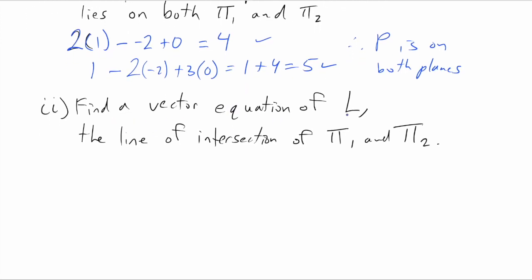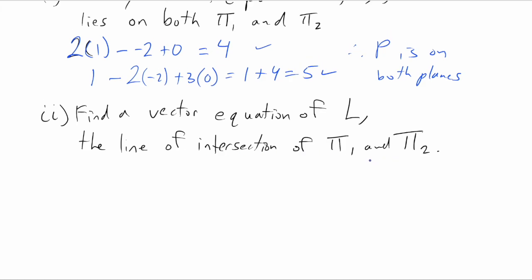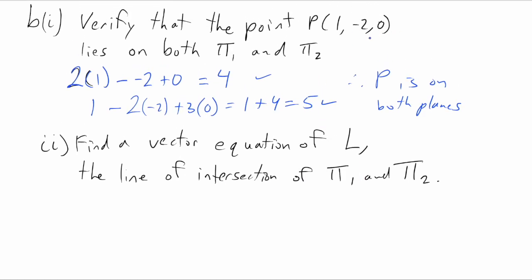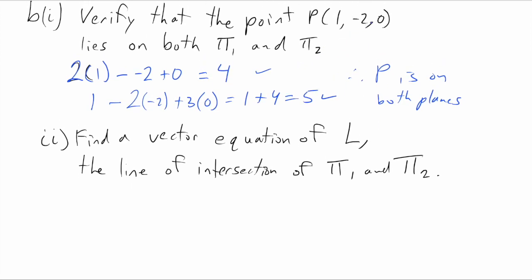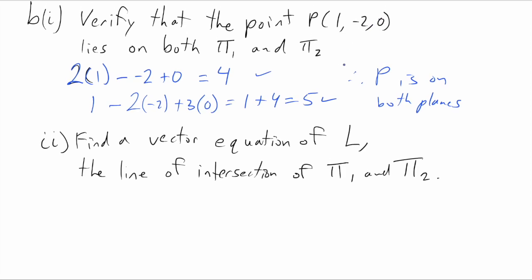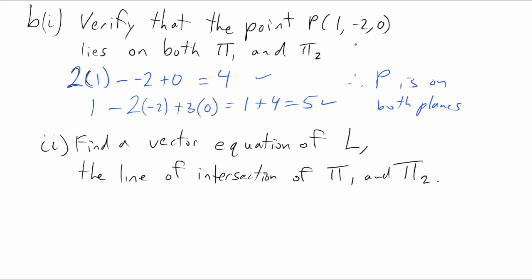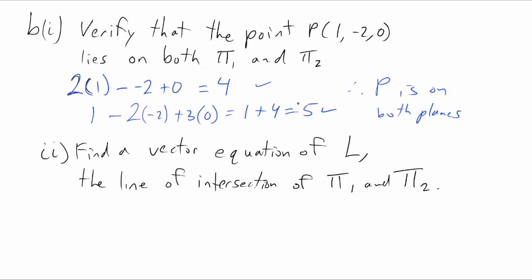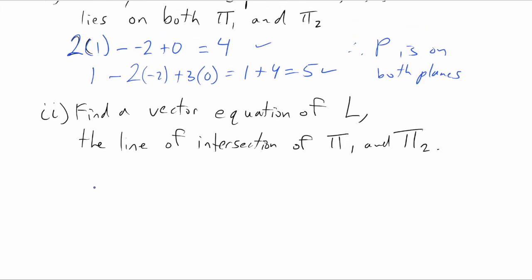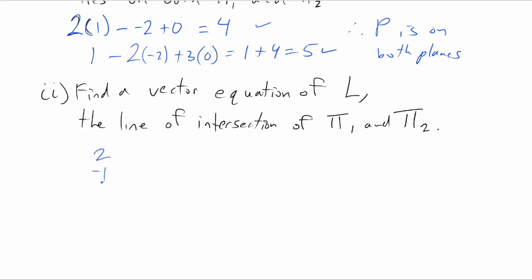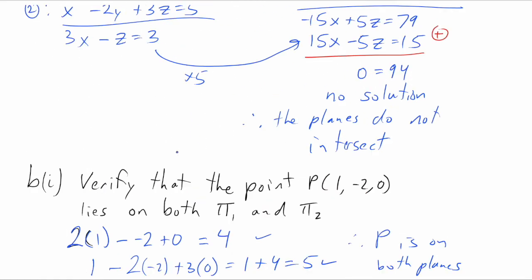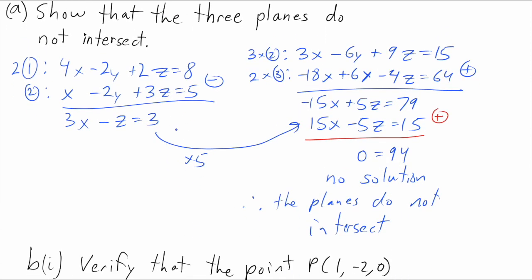Next one, find the vector equation of the line that is the intersection of the two planes. So we already have a point on the two planes. Now we need to find the direction of that line. And to get the direction of that line, we can actually just do the cross product of the normals of the planes. The cross product of the normals of the planes will give us the direction of the line. So let's look at the normals. 2, negative 1, 1, cross 1, negative 2, 3.